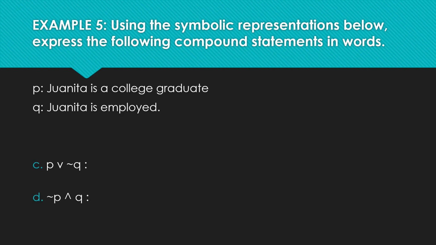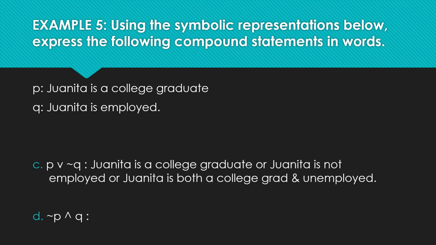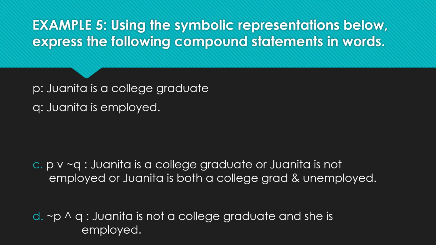Right, now let's look at some statements where we combine all three of our symbols that we've learned. All right, so P or not Q. Not Q is going to mean that she's not employed. So this is going to be Juanita is a college graduate, or Juanita is not employed, or she's both a college graduate and unemployed. And then part D, our last question, says not P and Q. Not P would mean she's not a college graduate. All right, so this would be Juanita is not a college graduate and she is employed.